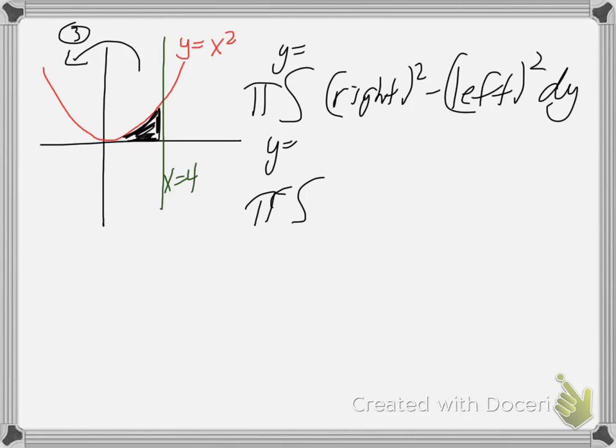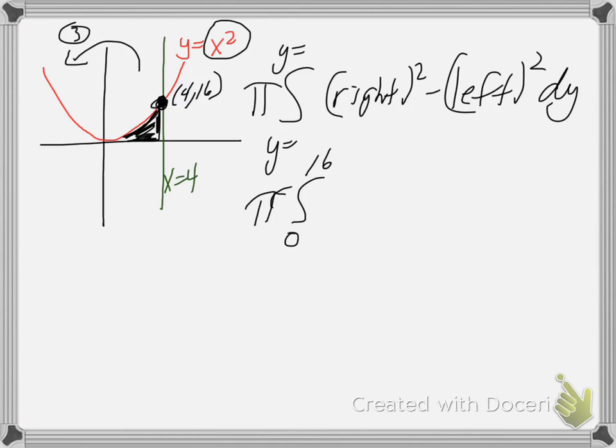Okay, so the smallest y is 0, and then you have to figure out what's the biggest y. Well, the biggest y is happening right here at that black dot. That's when x is 4. So if you put x equals 4 into x squared, you'll get that y is 16. This is the point (4, 16).